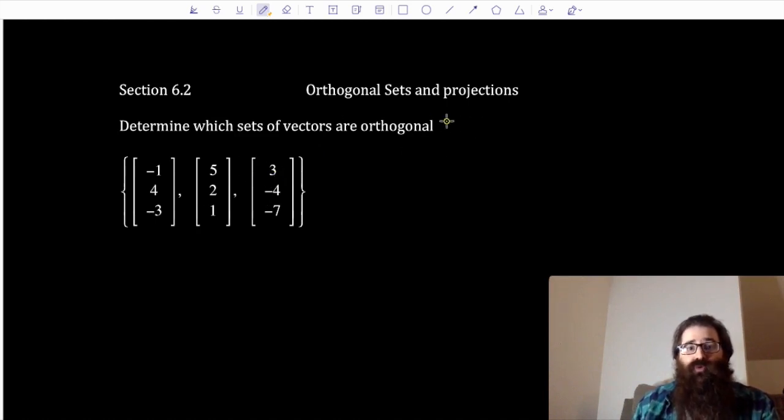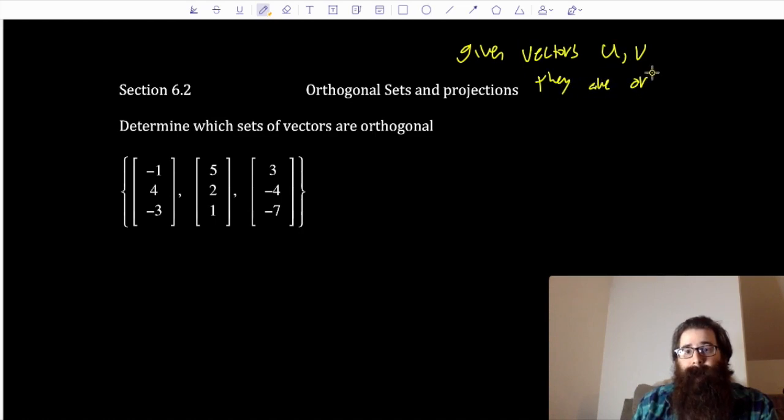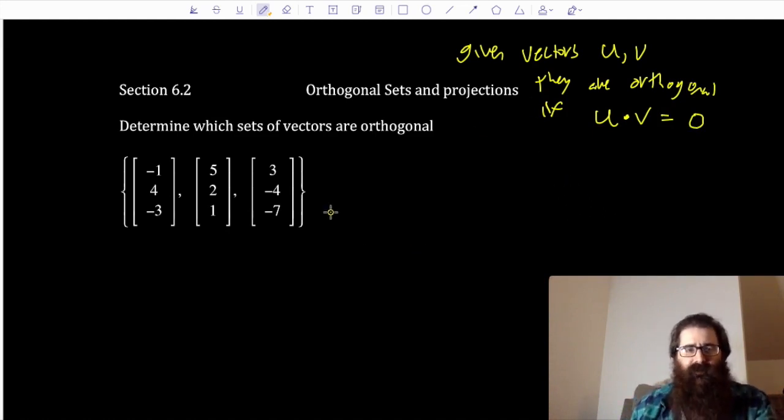Remember, given vectors u and v, they are orthogonal if their dot product u dot v gives us 0. We remember the dot product from last time, so let's take a look at these.